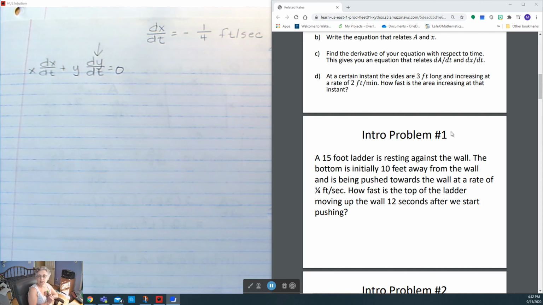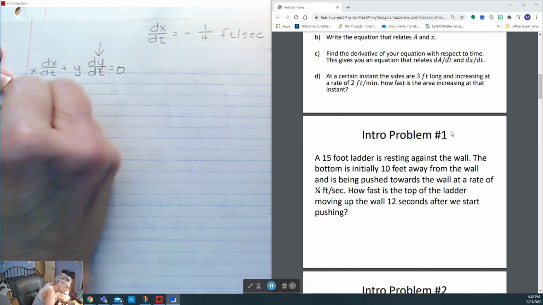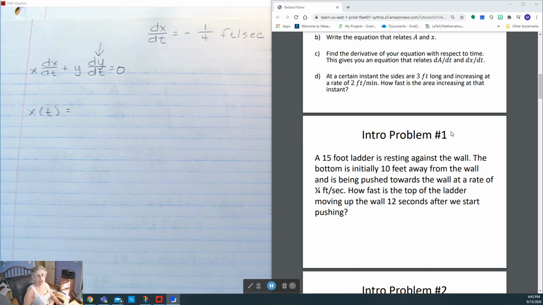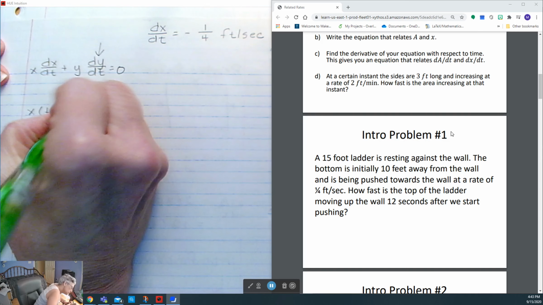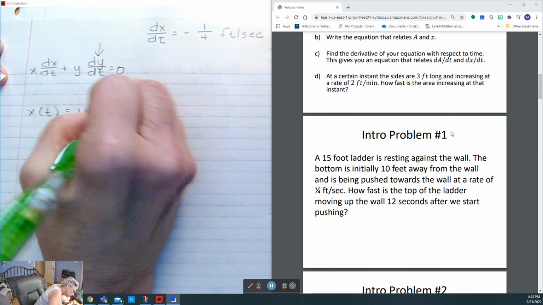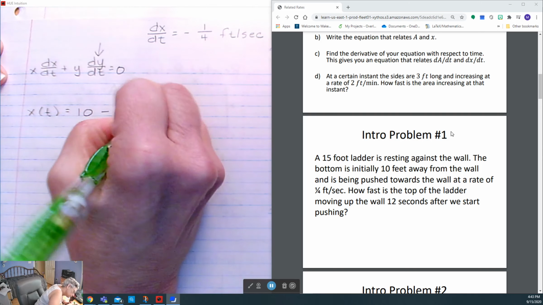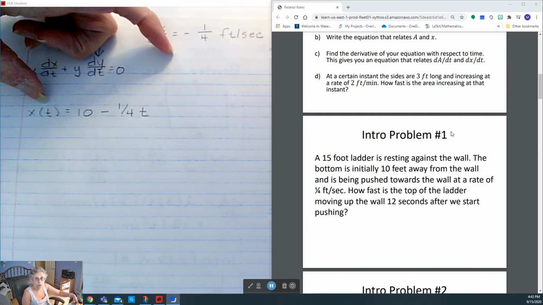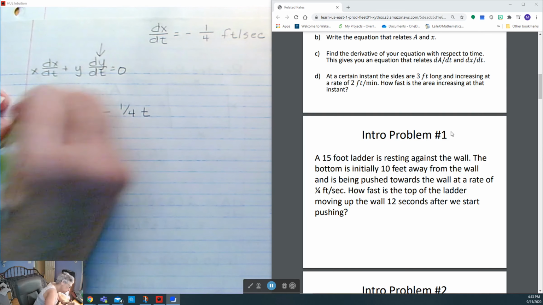I know that initially the bottom is 10 feet from the wall, that x is a function of t. It's moving closer to the wall at a rate of 1/4 of a foot per second. So it's equal to 10 minus 1/4 of t. Makes sense. The derivative of this little equation here is negative 1/4, exactly what we needed.